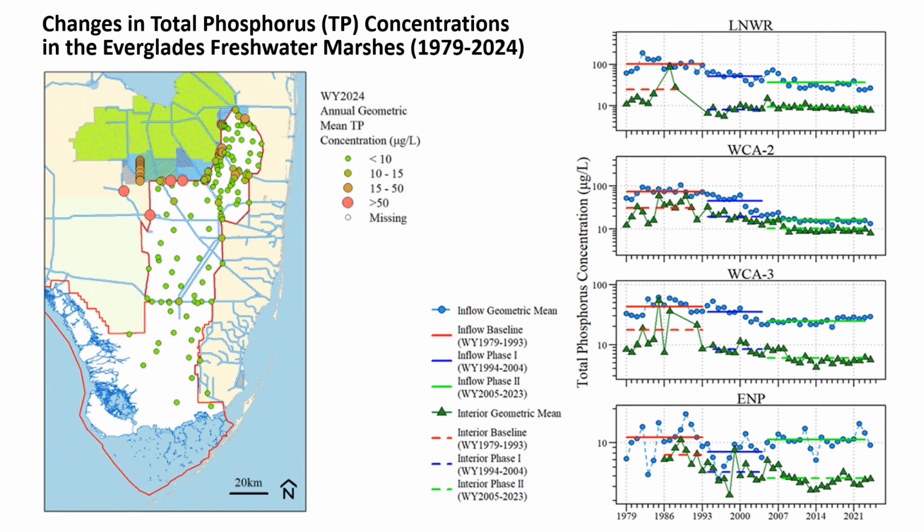During inflow period 1, 1994 to 2004, total phosphorus concentrations were reduced as the STAs came online. During inflow period 2, 2005 to 2023, total phosphorus concentrations generally continued to fall, but experienced extreme climatic conditions related to hurricanes, intensive rainfall, and periods of extended drought that impacted total phosphorus concentrations.